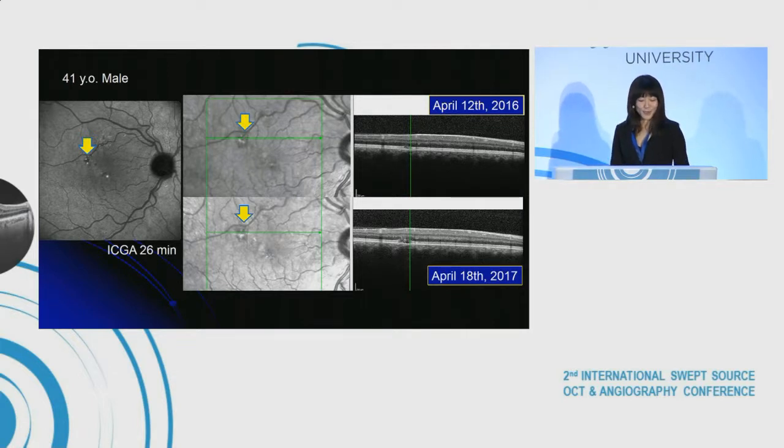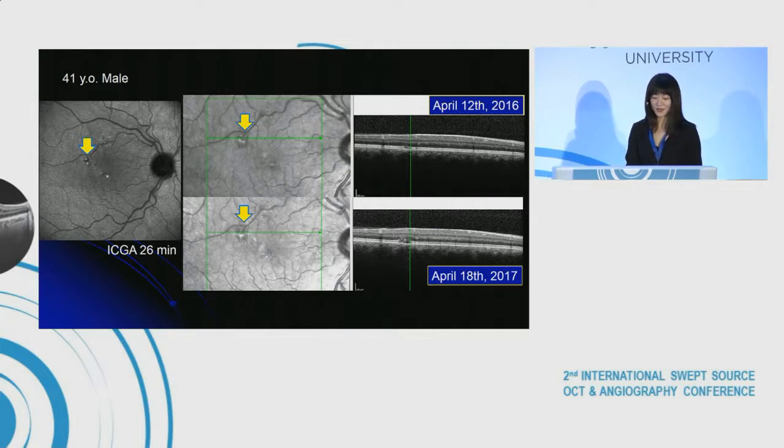This is a 41-year-old man. FHFA was observed near the arcade vessel. 1 year later, small SRD was confirmed at that portion.